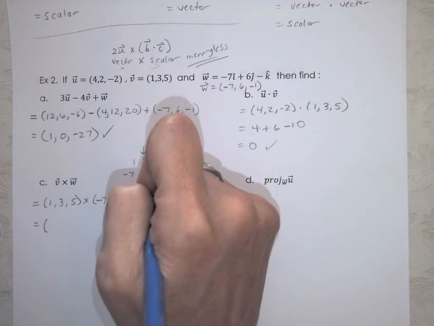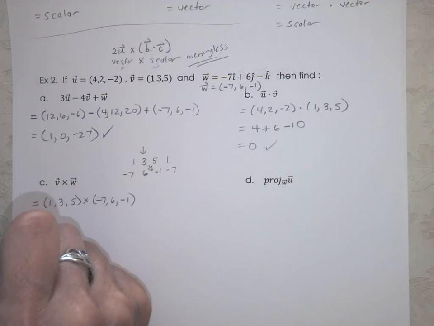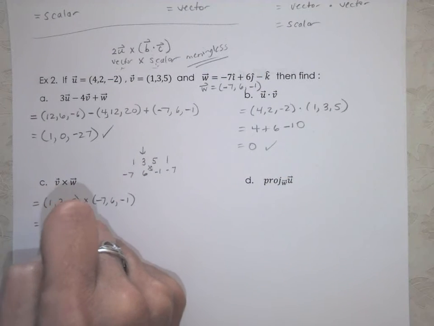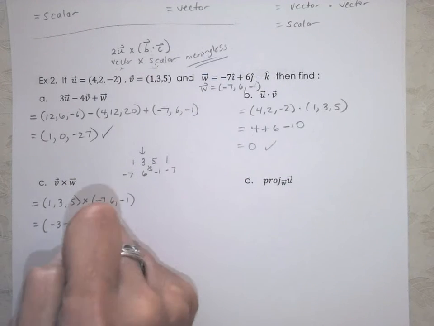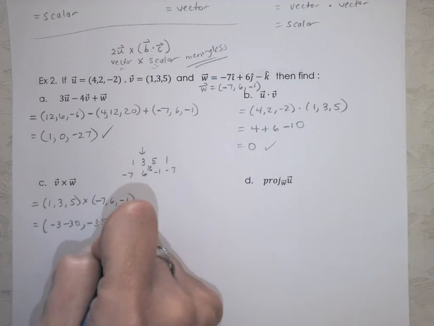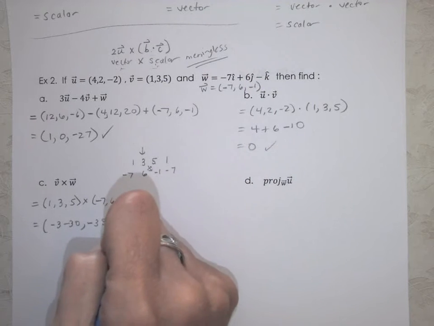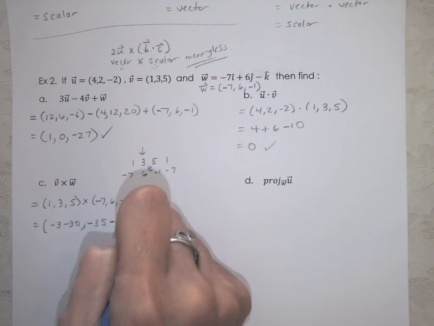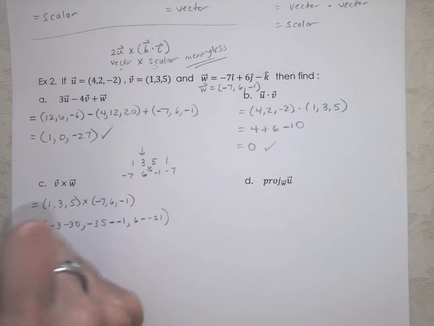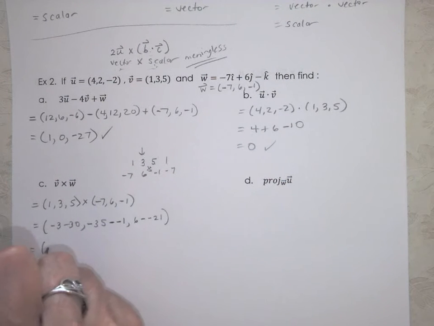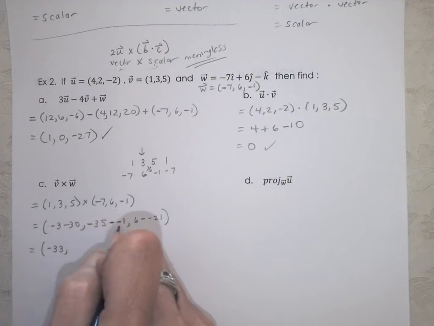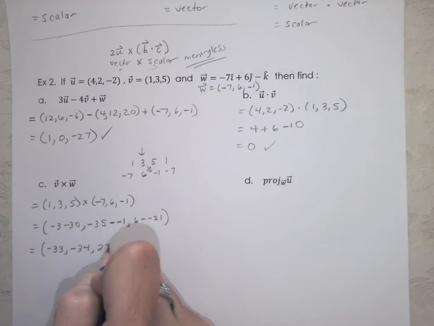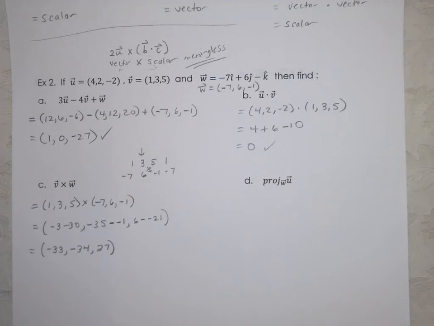Start here and cross. So the first component is going to be negative 3, subtract 30. The second component is going to be negative 35, subtract negative 1. And the third component is going to be positive 6, subtract negative 21, which is going to give us negative 33, negative 34, positive 27. So that's vector v cross w.